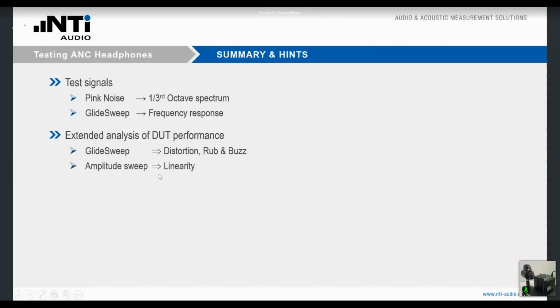There would be a third alternative available, the amplitude sweep. You could use that to determine the linearity of your earbud. Here we are slowly increasing the level of the pink noise signal, for instance, or another one, to determine how linear the earbud operates.